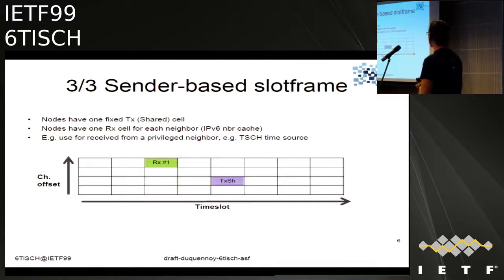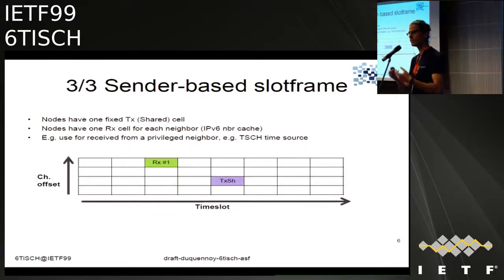And then you maintain receive cells for the other nodes that you want to listen to. That is typically used for privileged neighbors, such as the time source or RPL parent, because it gets more costly. If you do it, you could also choose to do it for all neighbors. It gets more costly because then you need to listen to all neighbors. It's a little more costly in energy.